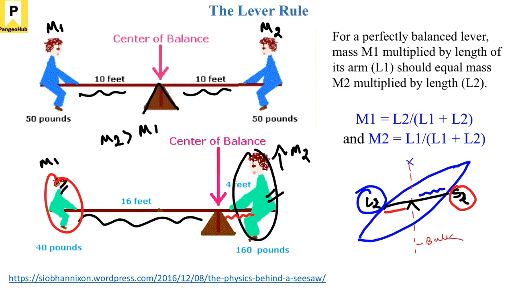If you go into the mathematics of it, for a perfectly balanced lever, mass m1 multiplied by the length of its arm equals mass m2 multiplied by its length. If you solve this, what you get is, and this is important, m1 equals L2 by L1 plus L2. This is exactly what we discussed. This is mass m1, this is length L1, this is length L2. So mass m1 is equal to L2 by L1 plus L2, and mass m2 is proportional to L1. So now you have understood.